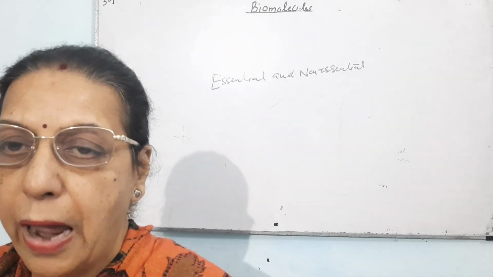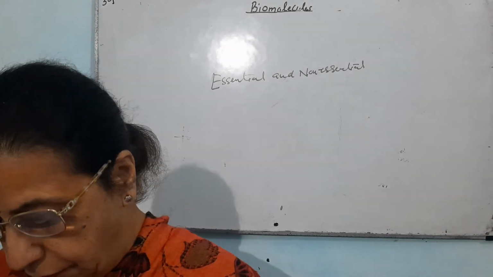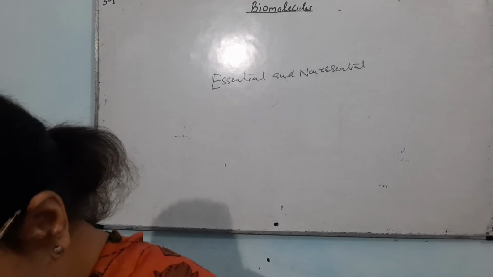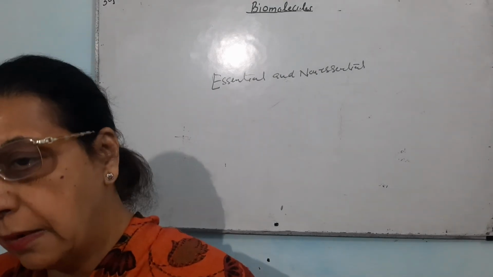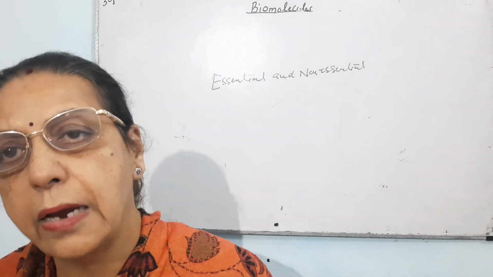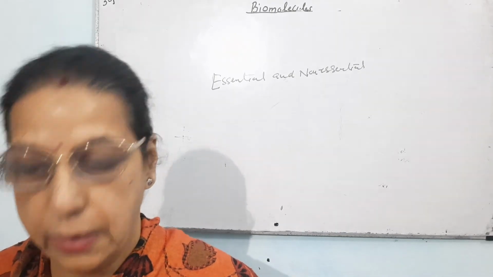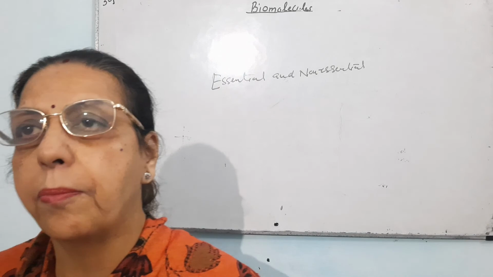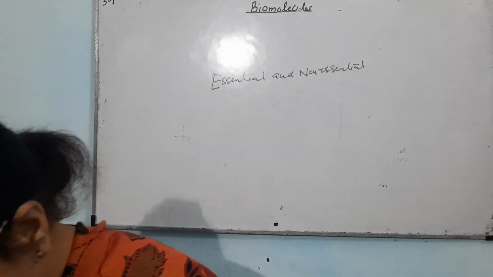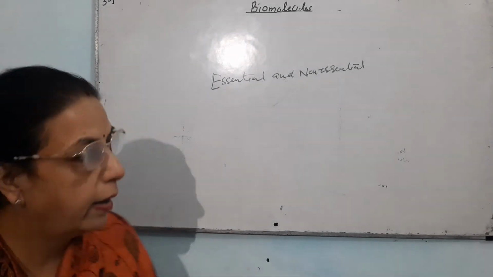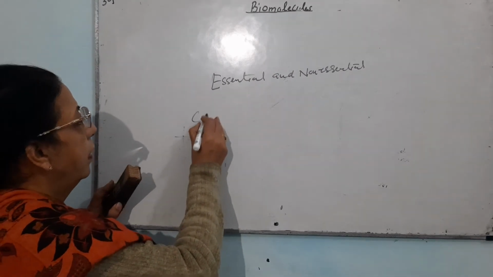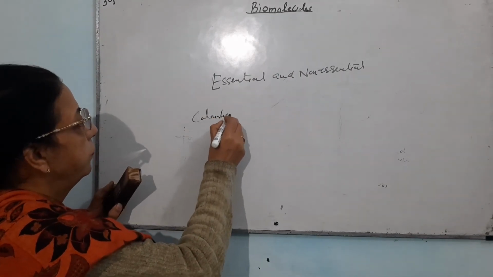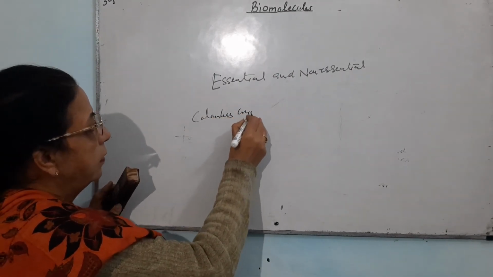There are a large number of examples, but I will give you two. They are called valine and leucine. These are essential amino acids which our body is required to have. Now, if we see the properties of amino acids, first, they are colorless, crystalline solids.